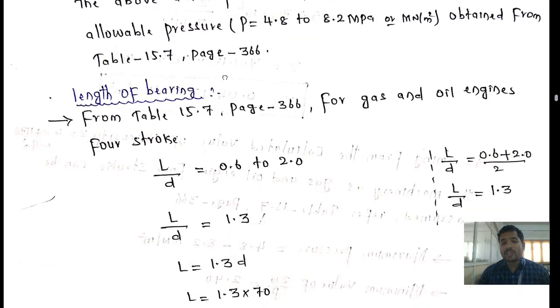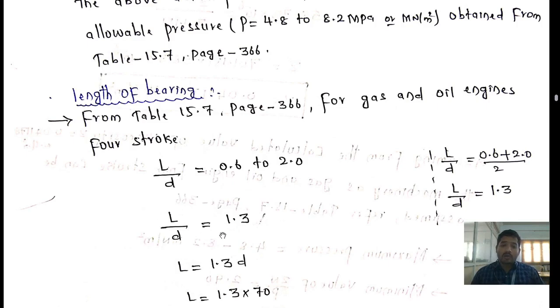After that, our intention is that we want to find out the length of the bearing. We need to find it out in this problem. If you want to find out the length, first of all you have to go for table number 15.7, page number 366, for gas and oil engine. A 4-stroke engine we have to select over here. If you select the 4-stroke engine, L by D equal to 0.6 to 2, in between we have to consider over here.